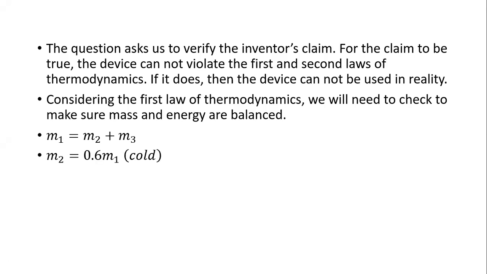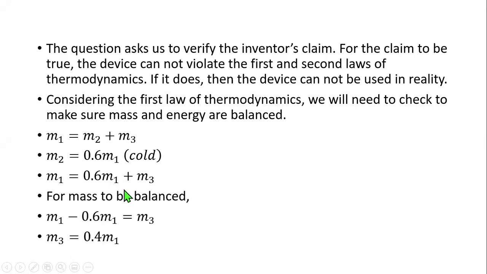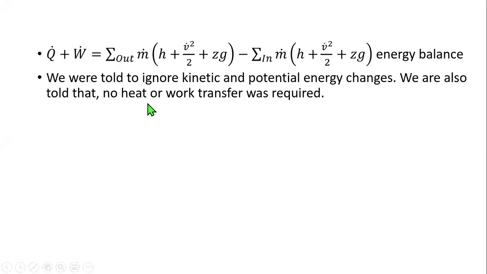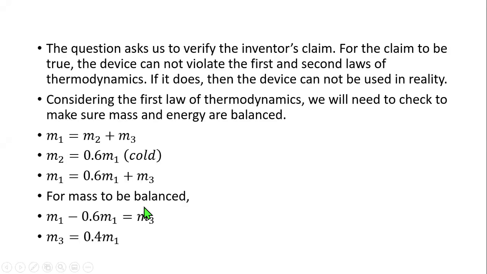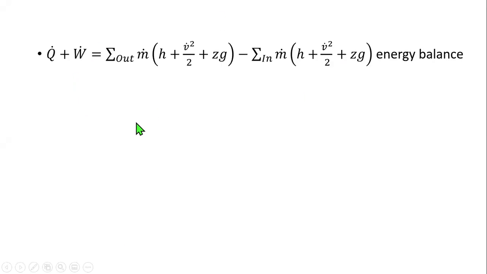And M2, the question told us that 60% of the inlet was for the cold stream. So M2 is 0.6 M1. So we can put that expression 0.6 M1 back into this first expression and make M3 the subject. When we do that, we have M3 to be 0.4 M1. So for mass to be balanced, we already know that M2 is 0.6 M1, and M3 should be 0.4 M1. Now let's check the energy balance.